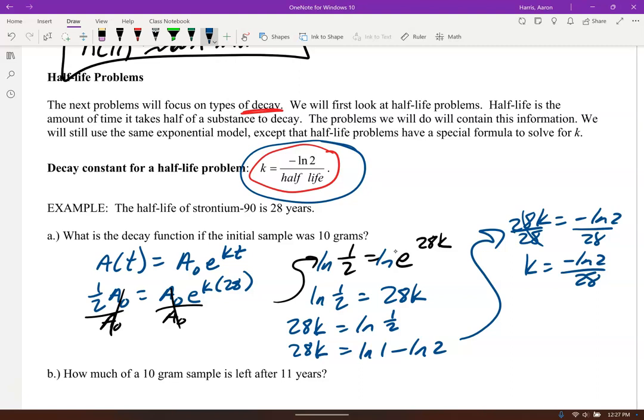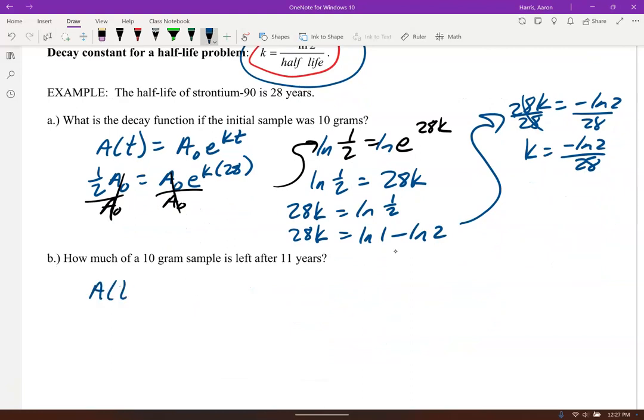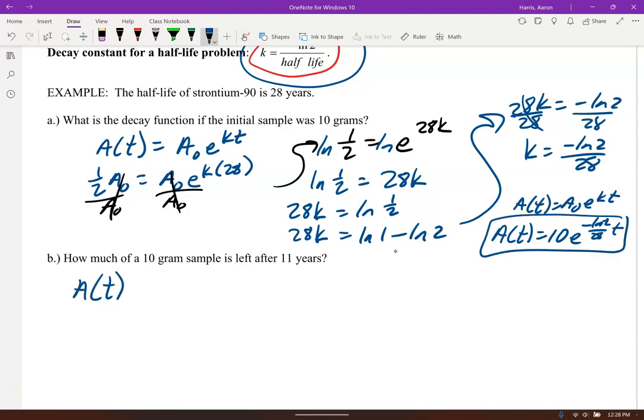And so now we can go ahead and write the formula for that. So here's our A of t equals A sub 0 e to the kt, right? Oh, hold on. I'm still on part A here. A of t equals A sub 0 e to the kt. What's the decay function if the initial sample is 10 grams? So I put the 10 in. So there's our function. A of t equals 10 e to the negative ln of 2 over 28 times t.